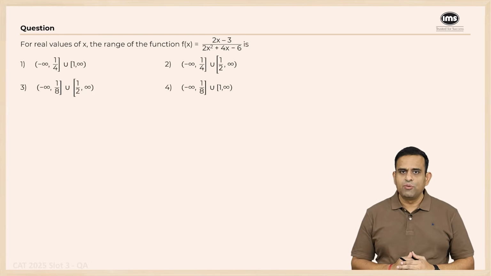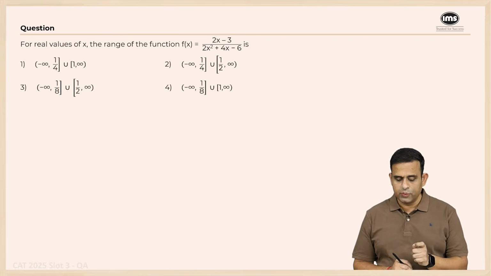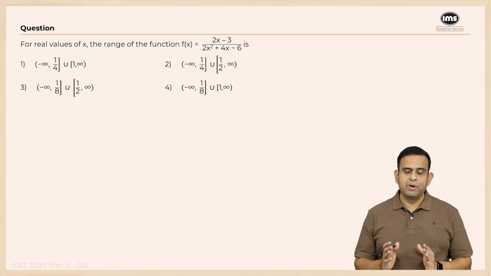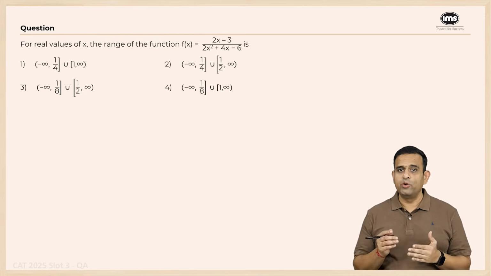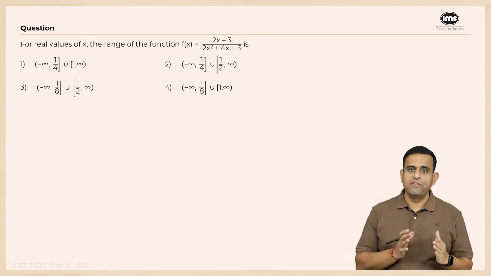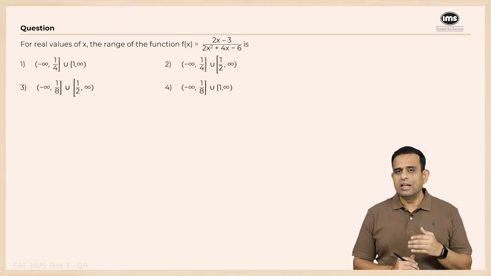If I look at the next sum over here, it says that for real values of x, the range of the function f of x equal to (2x minus 3) whole divided by (2x square plus 4x minus 6). Now this particular sum you can solve in multiple ways. People who are engineers may want to use the fancy calculus thing over here, derivatives, but I will avoid derivatives in this particular case. I will look at the normal standard conventional method and then a simple jugaad or a layman approach to solve this particular question.